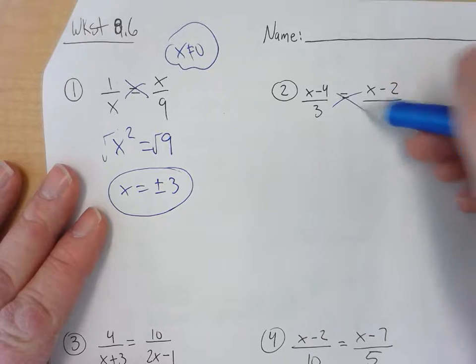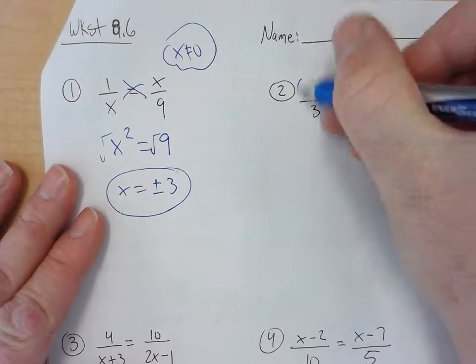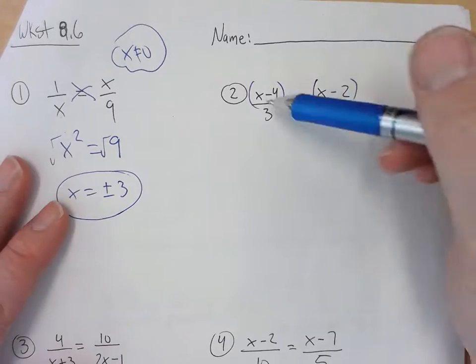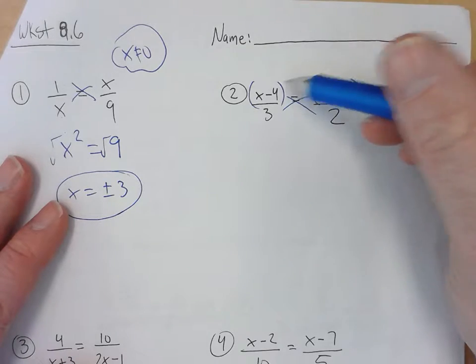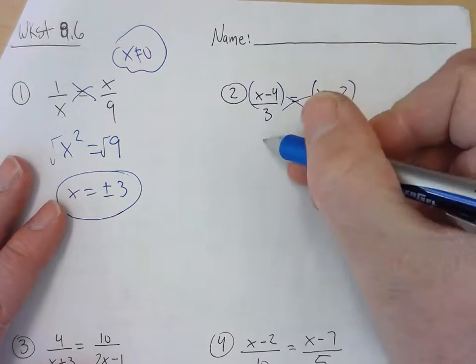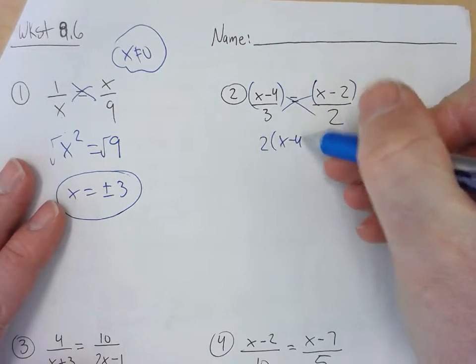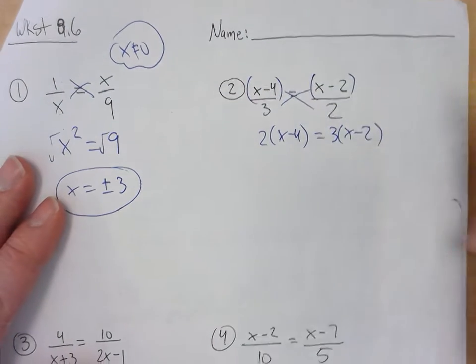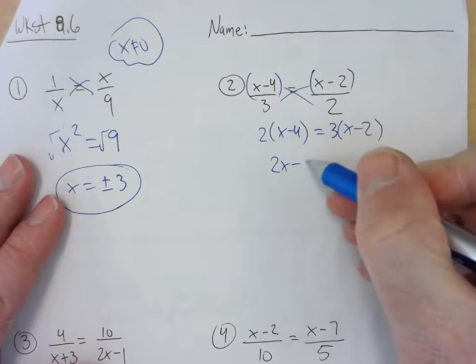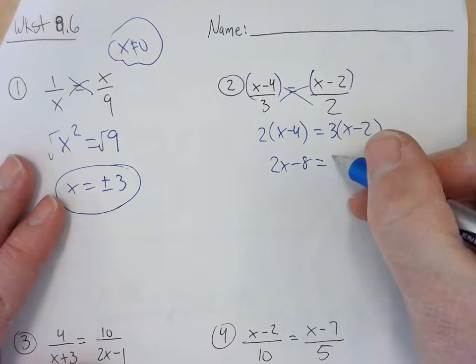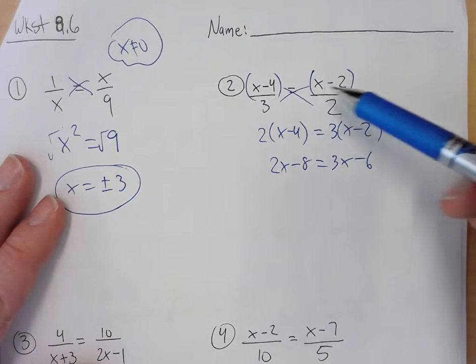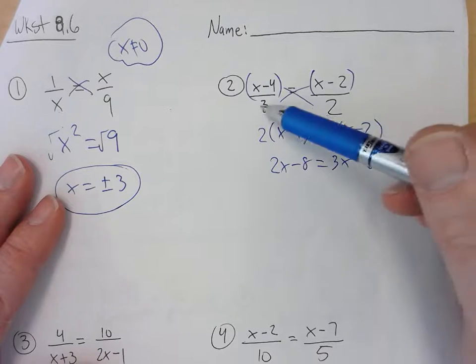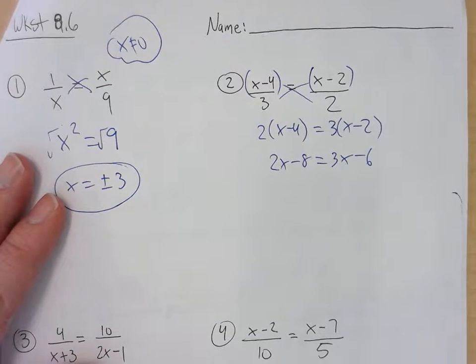Another one, proportion. These are binomials here. These aren't simple proportions where you can cross multiply and divide right away. You have to distribute. So we're going to do 2 times this guy up here, x minus 4. 2 times this guy right here, 3 times x minus 2. Then we distribute. 2x minus 8 is equal to 3x minus 6. No puffy cloud needed because there's no way to divide by 0 on this.